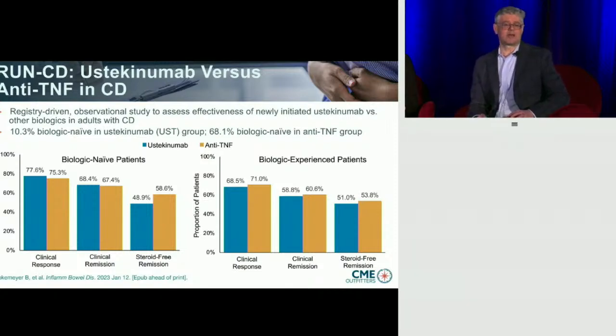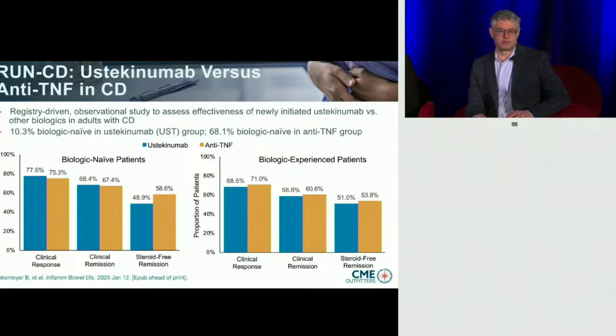And what about relative efficacy of one relative to another? We don't have a lot of data in this space, but what we have, we have something to learn from. So this is actually a study that was just published this month. This is retrospective, observational data from Germany, where patients were followed when started on either ustekinumab or anti-TNF therapy, and what happened over time.